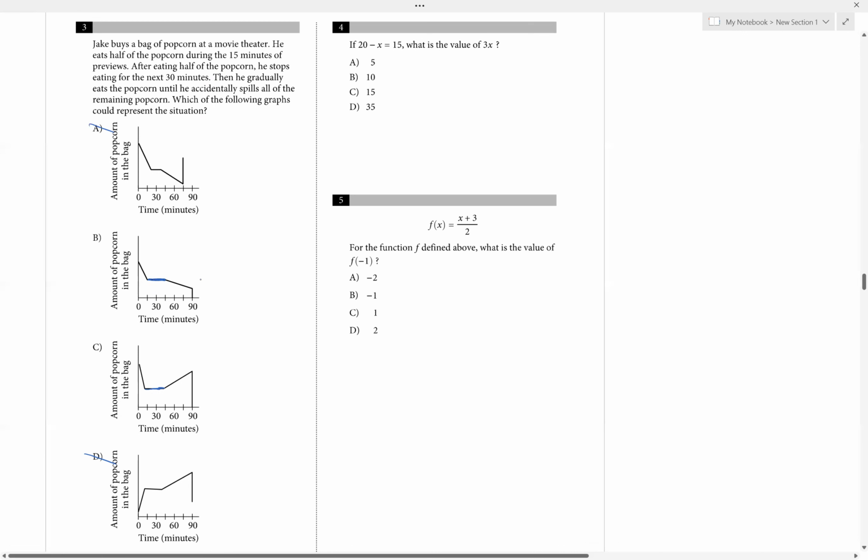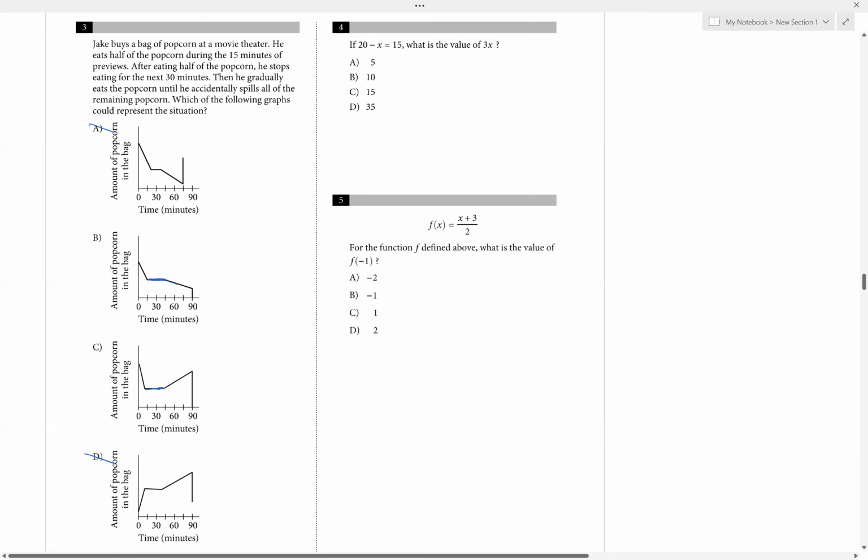Okay, but lastly, after that, he still eats the popcorn at a constant rate, gradually eats it, and then in the end, he spills out the remaining popcorn, right? So we should have a sharp decrease in the end. All of a sudden he spills out the popcorn, so the amount of popcorn in the bag will go all the way down to 0.